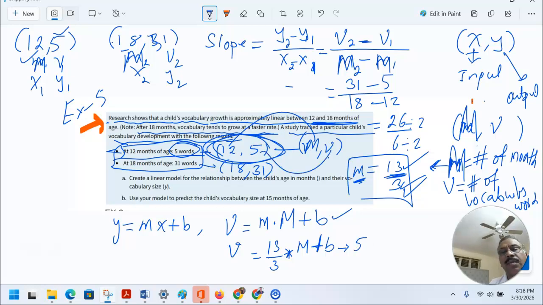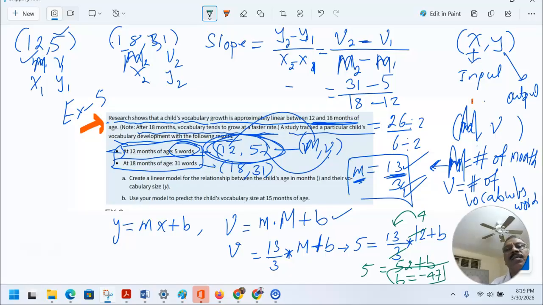So 5 equals 13 by 3 times M, and M is 12, plus B. And we can see 3 crosses out 4 times, and 4 times 13 is 52, plus B. And if you solve this by subtracting 52, you get minus 47.